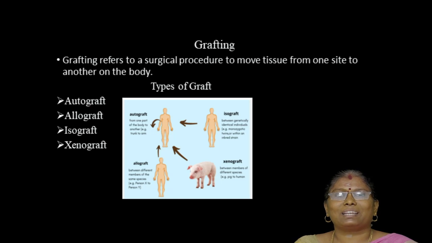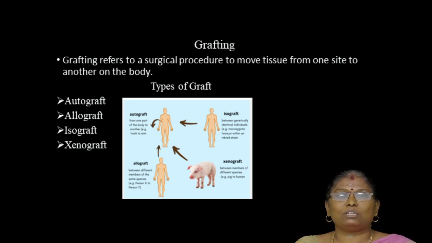Autograft is nothing but the transfer of tissues or organs within the same individual. Example, skin graft. The other one is the allograft. Allograft is the transfer of tissues or organs between individuals of the same species. Example, kidney transplantation, liver transplantation, bone marrow transplantation, spleen transplantation, etc. The other one is the isograft. Here, the tissue or organ is transferred between identical twins. Between the twins, the organs or tissues are transferred from one to another.